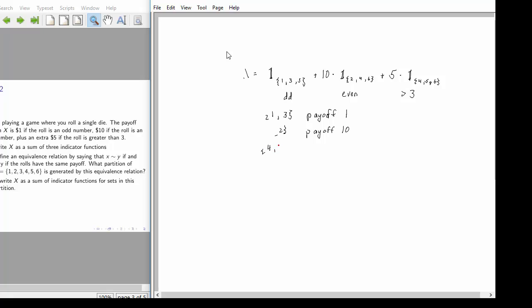But for the even numbers 4 and 6, I get the 10 for even plus the bonus of 5, and the payoff is 15. While for 5, the number's odd, so I get the bonus, but it's only added to 1. The payoff is 6, and there's my partition.